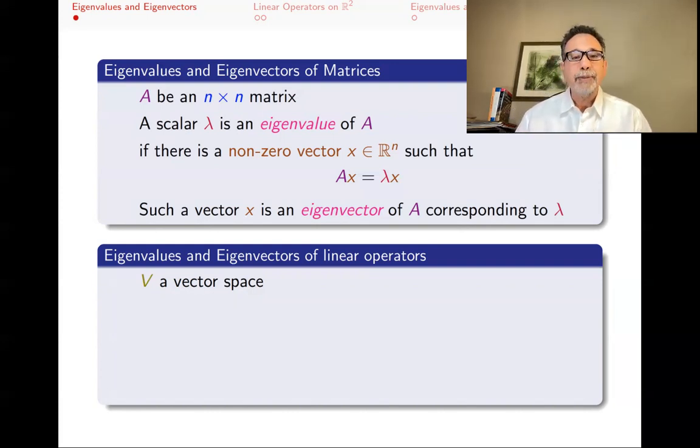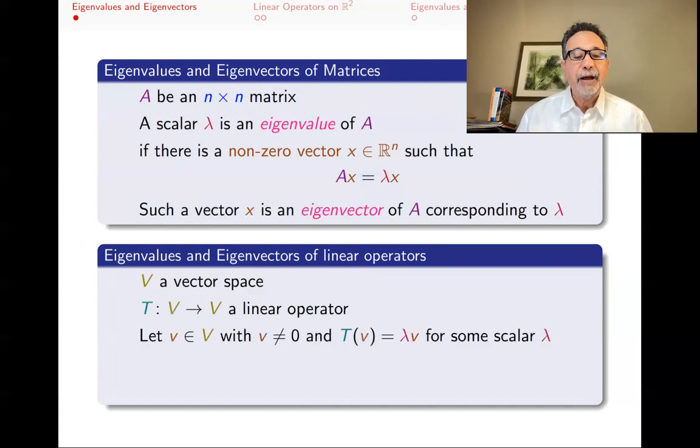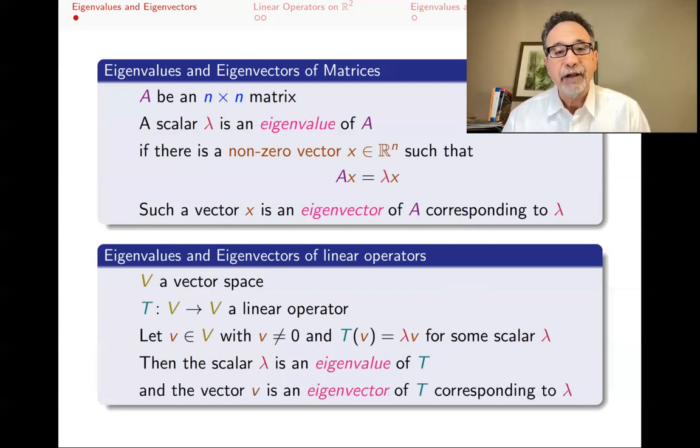So if V is a vector space and you have a linear operator, that means just a linear transformation from V to itself, and if you have a vector v that's non-zero, and when you apply the function T to v, you get a multiple of v, so you get lambda times v. T of v is lambda v for some scalar lambda, then the scalar is an eigenvalue of T, and v is an eigenvector of T corresponding to lambda.